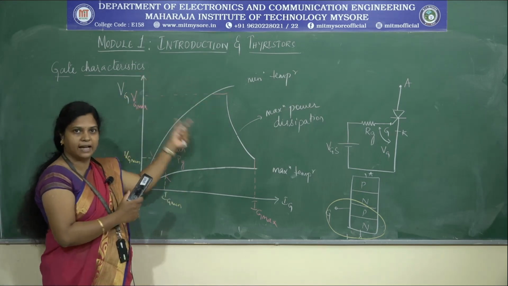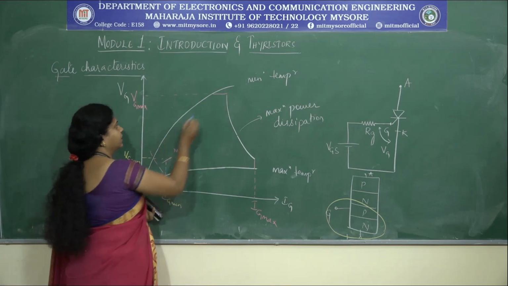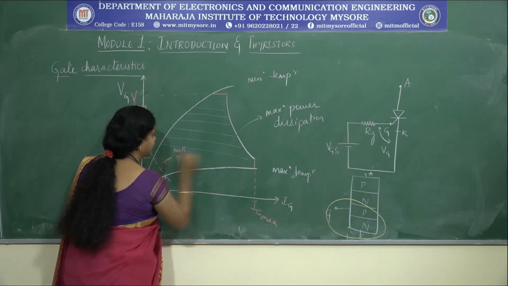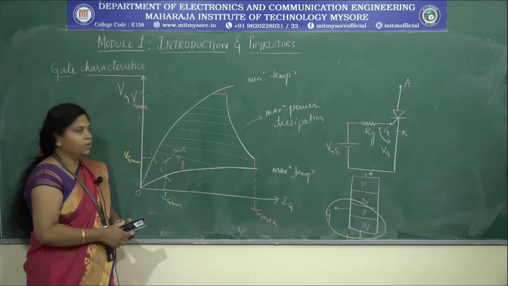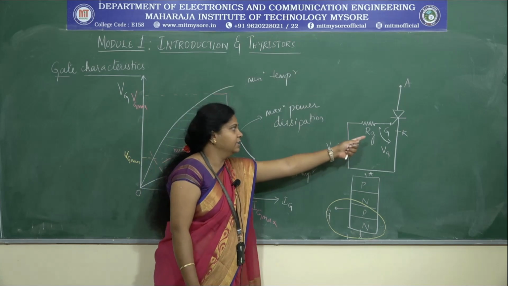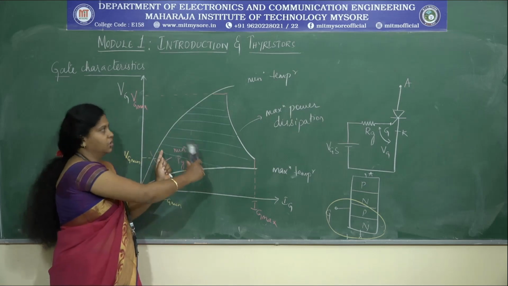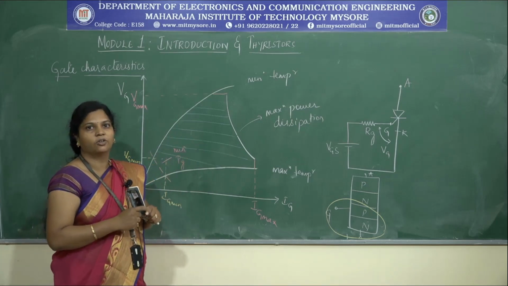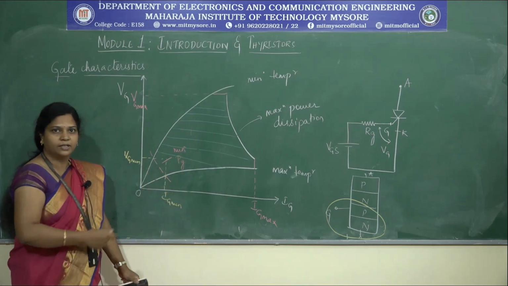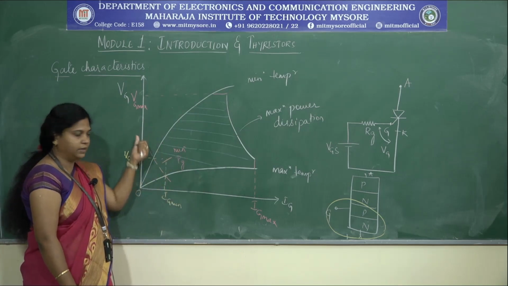Only if this is satisfied. Now, you can see that this is a region of operation, that is the safe operating region. Only if the values that you apply across the gate to cathode terminal, and the current flowing, are within this range, can a successful turn on of the thyristor take place. So, these are the permissible limits of the thyristor's gate current as well as voltage.